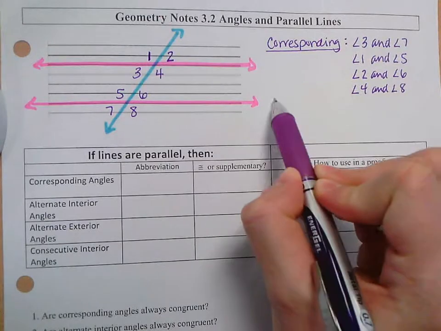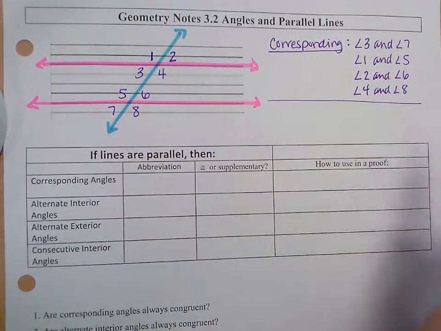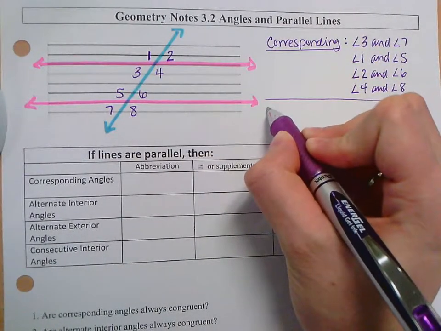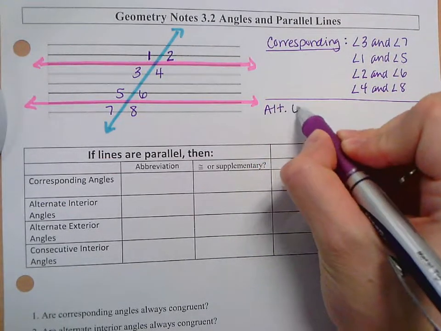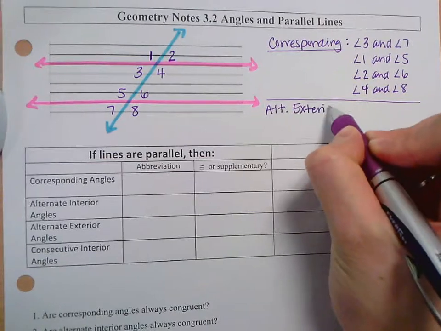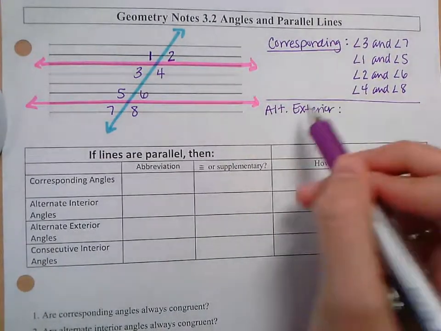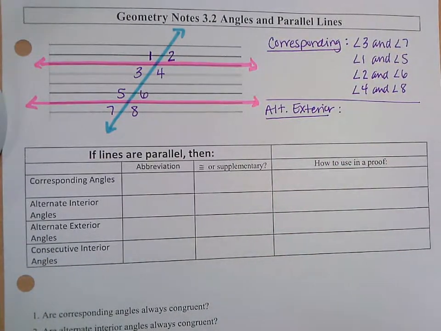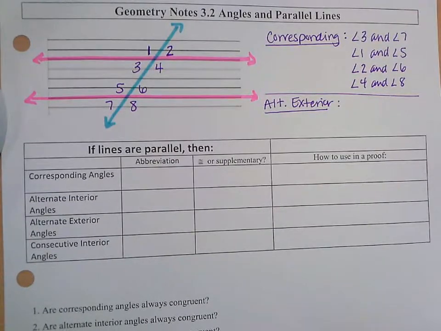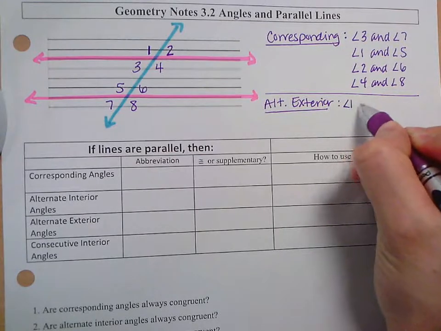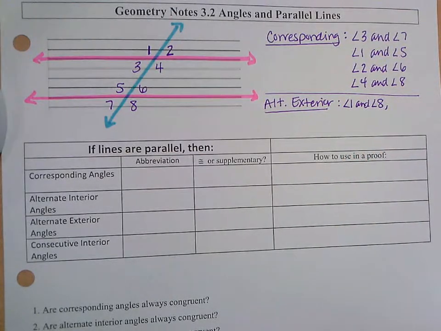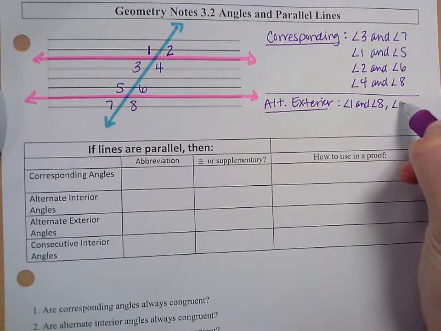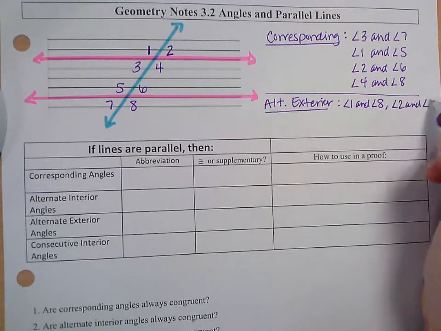All right, what about, let's do alternate. I'm just going to abbreviate alternate exterior. So what's a pair of angles that are alternate exterior, Kai? 1 and 8. And then there's only one other pair, 2 and 7.